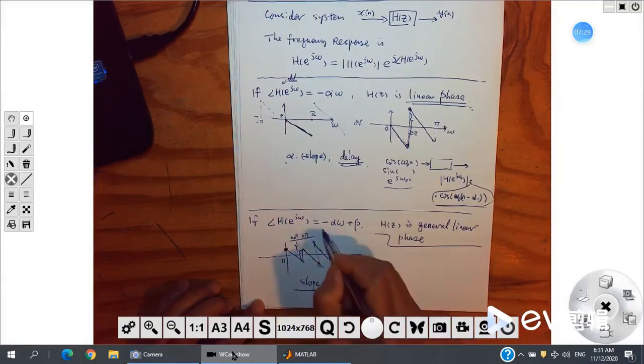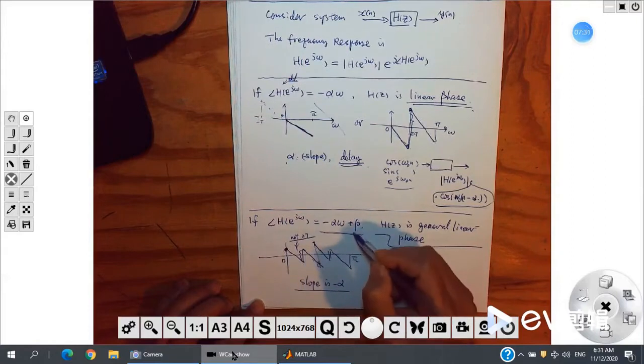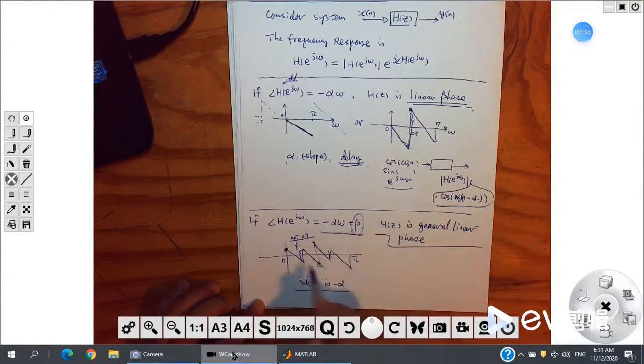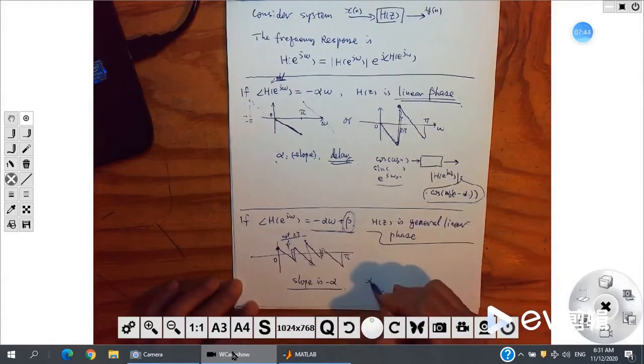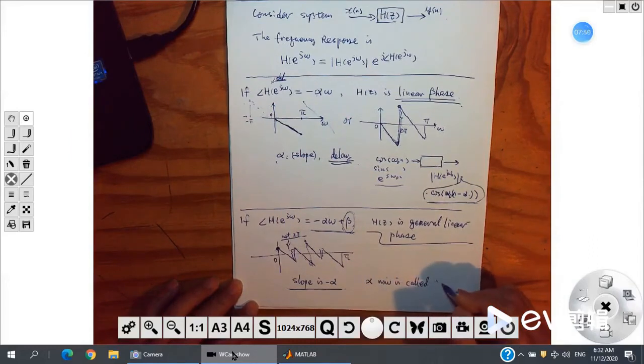So as a formula you can write it this way. You have some beta. Beta is not unique. It depends. Yeah, things like this. Then how do we describe this slope? We call alpha the group delay. Alpha is called the group delay.